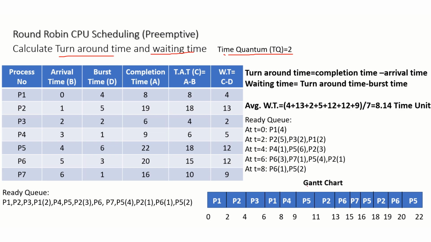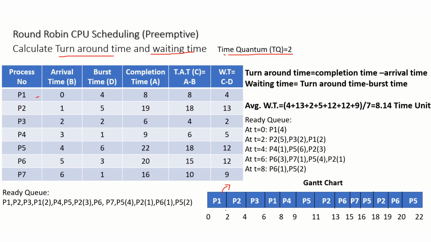So once again we will draw a Gantt chart. At time t equal to 0, how many processes have arrived? Only one, that is P1. So we will start executing that, and the quantum here is 2. So at t equal to 2, P1 will be out in the ready queue.